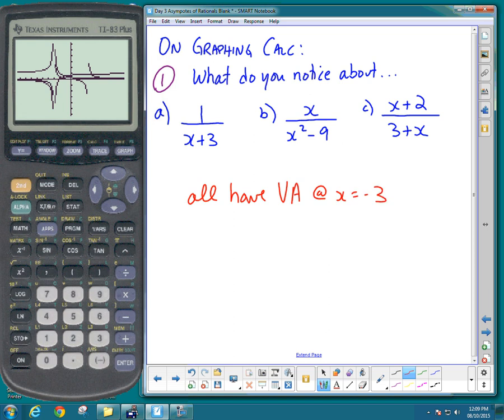Now this really shouldn't be a surprise, because if you look at the bottom of each of these functions, if you sub in -3 here, you'll get a 0. If you put in -3 here, you'll get a 0. And if you put in -3 here, you'll get a 0. So all of them have a vertical asymptote at -3. The second one actually has 2 vertical asymptotes, and you can probably see that there's also one at +3 for that one. There's your vertical asymptote at -3, and this one has another one at +3. But what I want you to notice is that all of them have vertical asymptotes at -3.